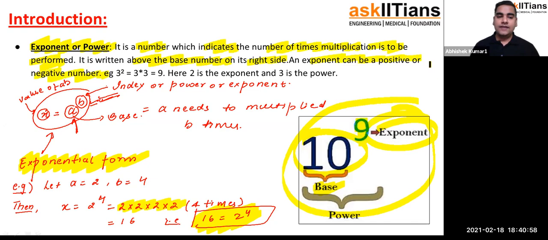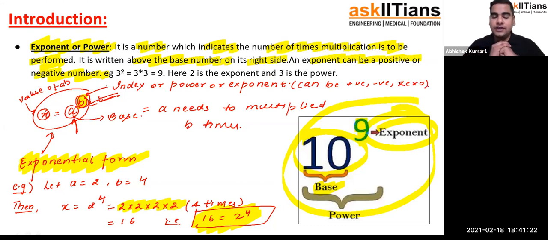What does that mean? That means this power that you have here, this b, can be positive, it can be negative, it can be zero also. So this is the exponent. They are saying this exponent can be positive, negative, or zero. So there is no restriction as such. Clear? So that's the meaning of exponential form. What's the meaning of exponential form? Second, what is the meaning of base? What is the meaning of exponent?